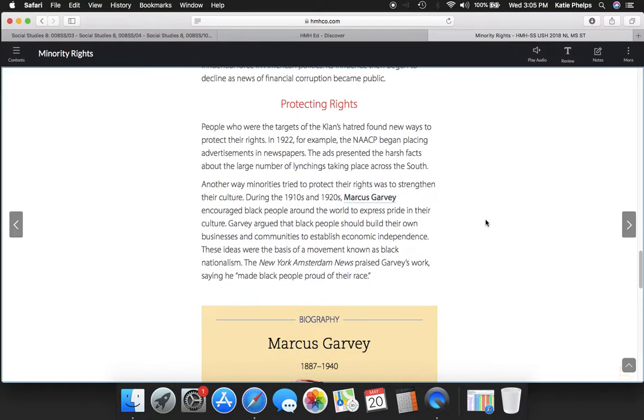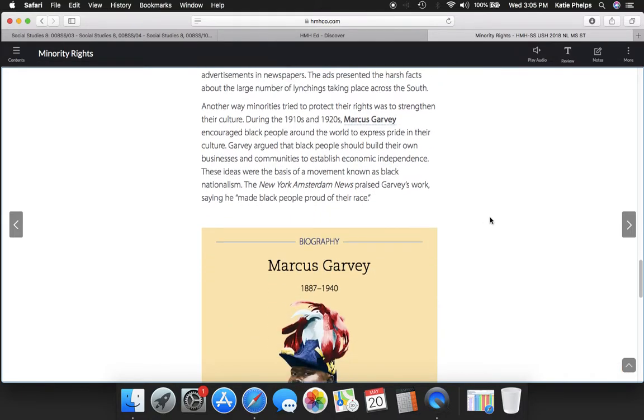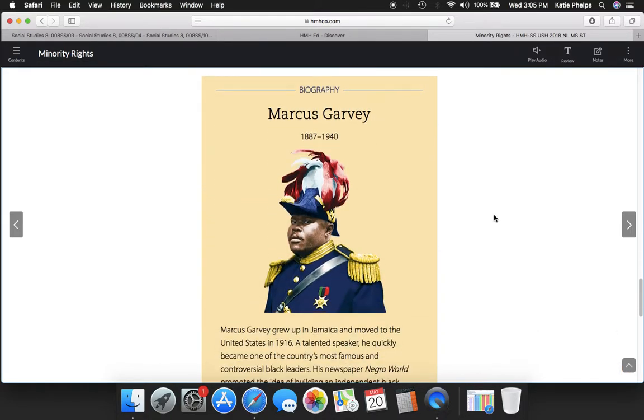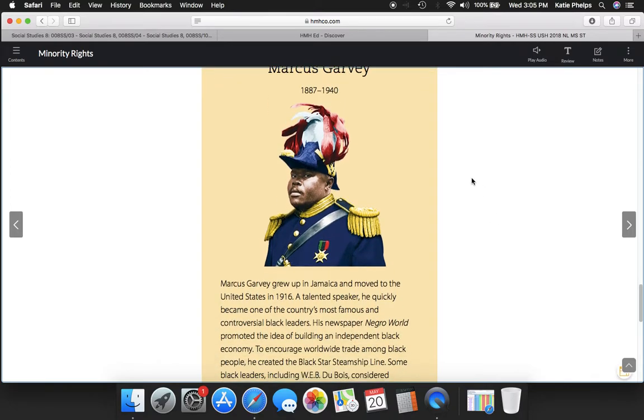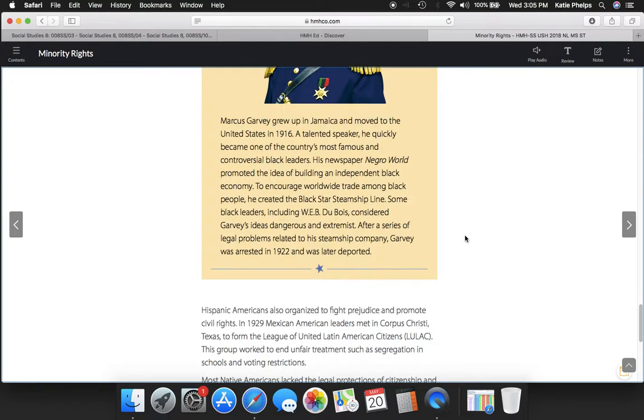And then we'll just keep going, read about Marcus Garvey. He's a pretty cool character in American history. That's his portrait right there. He always wore these really cool uniforms or costumes, whatever you want to call them. He's from Jamaica, and he was always celebrating his culture.